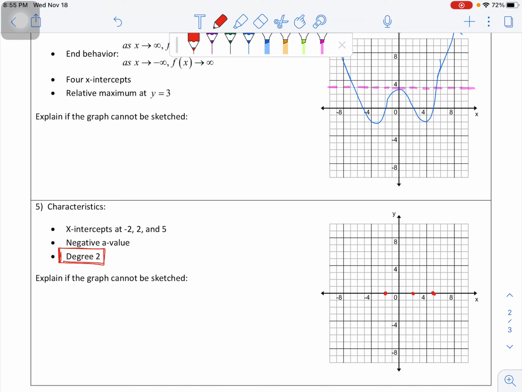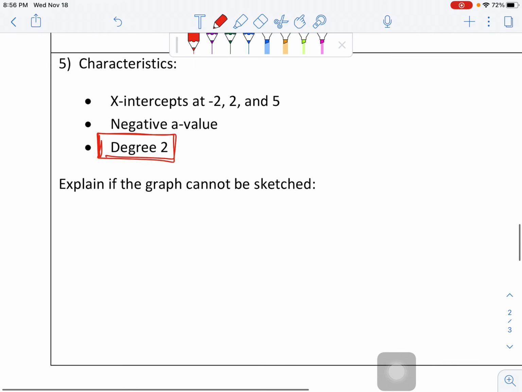So, the fundamental theorem of algebra says a second degree function can only have 2 zeros. And that means this graph that crosses the x-axis 3 times has at least 3 zeros. This is not going to work for us. All right. So, explain if the graph cannot be sketched.